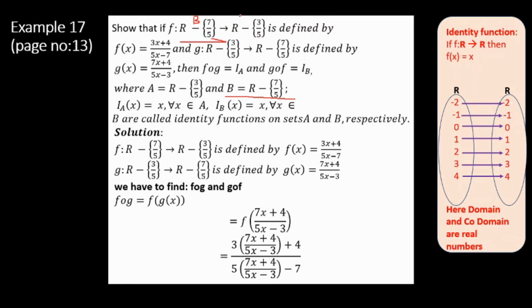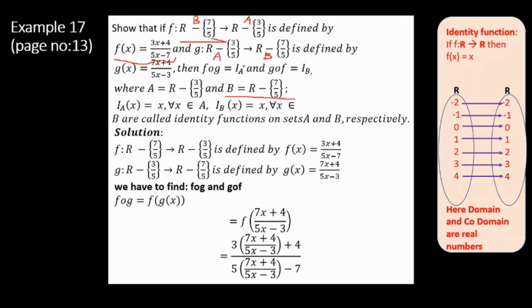So you all understood this, right? So what is this one? A. It's given in the question, I'm not writing myself. So we have f of x defined in this way, and g from R minus 3 by 5 to R minus 7 by 5, that is A to B, defined by g of x equals 7x plus 4 by 5x minus 3. Then fog equals IA, gof equals IB.